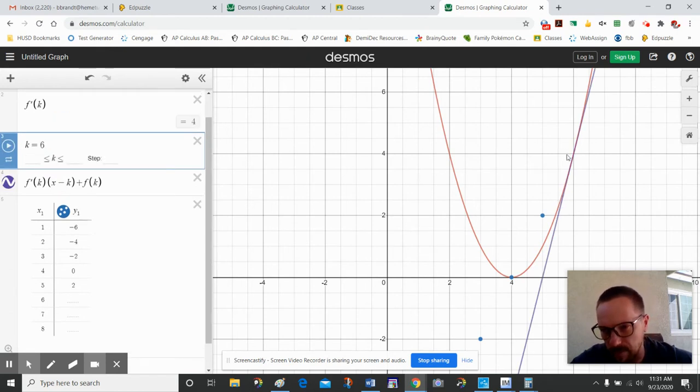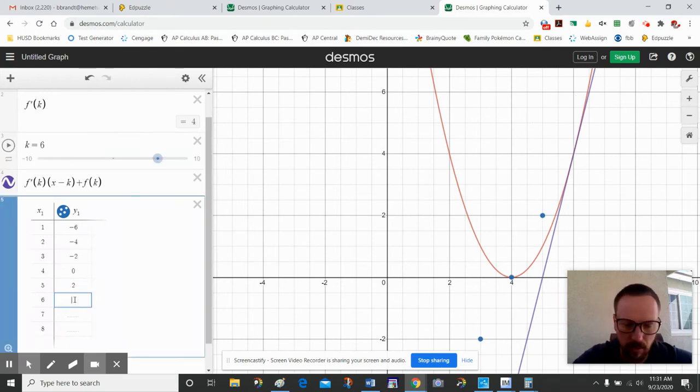And then we can go to 6. So even steeper now, and it touches right there. That's where 6 is. And then you can count, and from here it's up 4 over 1, or from here it's up 4 over 1. However you want to count it, it's still the same slope. So it's still 4.